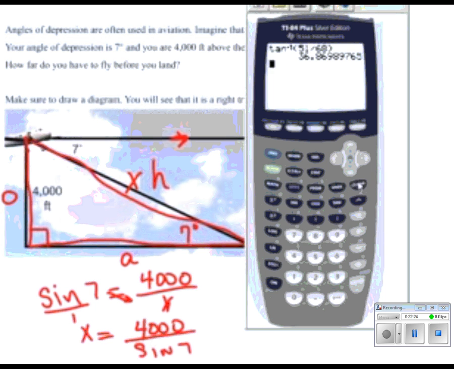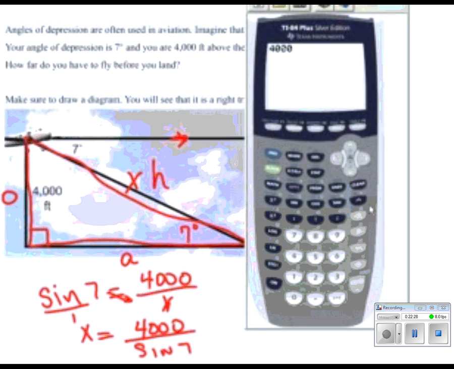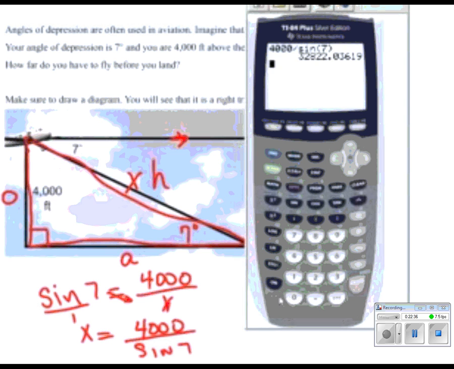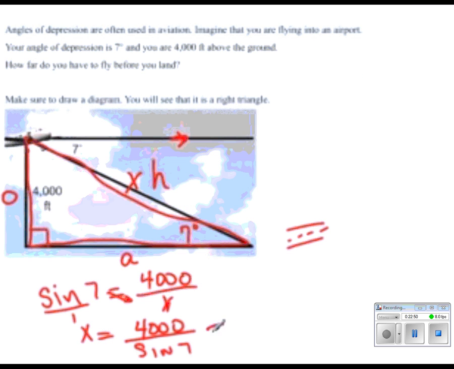Plugging that in our calculator, we're going to have 4,000 divided by the sine of 7 degrees. And we get an answer of 32,822. So how far is it until we land? 32,822 feet, and some inches. We're going to round to the nearest whole number here.